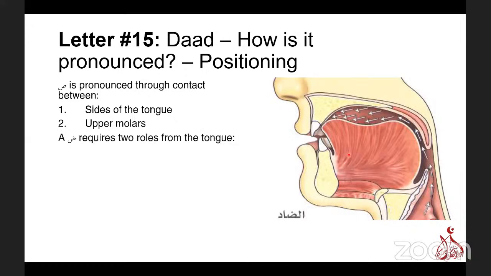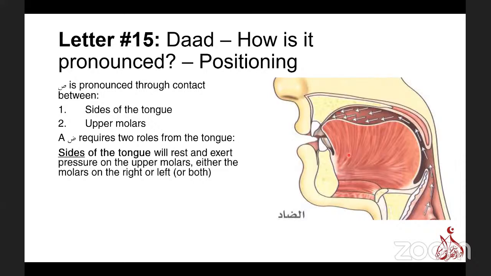So now just a bit more detail. A Daad technically requires two roles from the tongue. The tongue actually has to do two different things to pronounce the letter Daad. Number one, the sides of the tongue, that's why I underline sides, are going to rest and put pressure on the upper molars. That means the sides of your tongue are going to be resting on the upper molars, the upper teeth on the right and left sides. Your tongue is going to be resting there and applying pressure. It's almost like getting a kickback from it. It's going to push towards those side teeth in order to pronounce it.